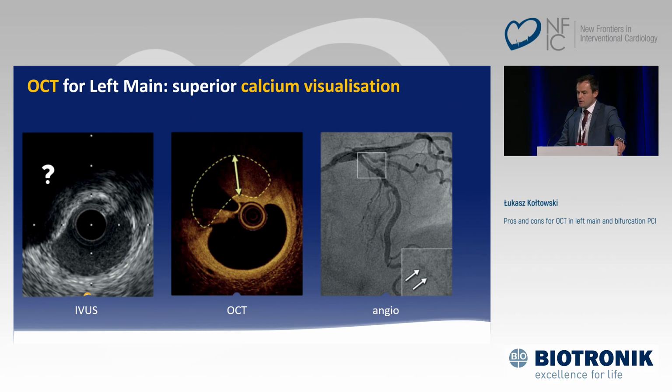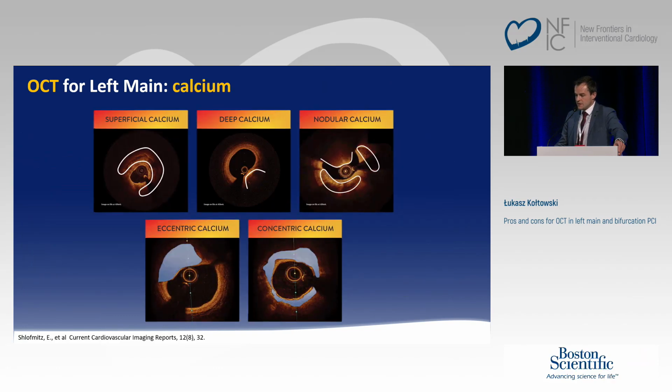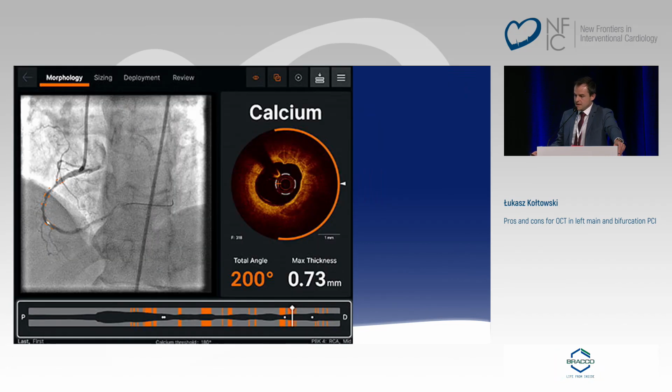But if we look at the differences between OCT and other modalities, especially including IVUS, obviously the calcium is the big difference. As you see on the left side on IVUS, we basically don't see across the surface of the calcium. However, OCT is beautifully allowing us not only to understand that there is calcium, but also understand different types of calcium, including superficial calcium, deep calcium, nodular calcium, whether this is eccentric or concentric calcium. And that impacts heavily on how we perform our intervention.